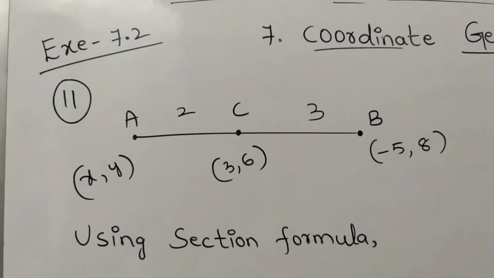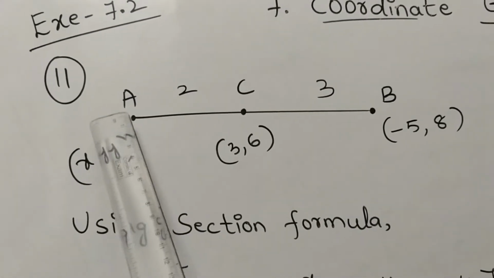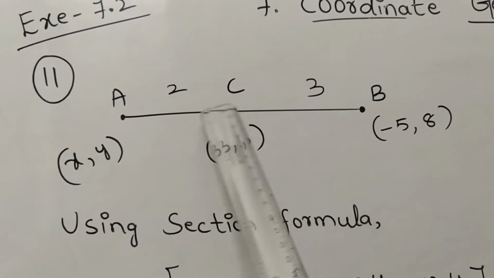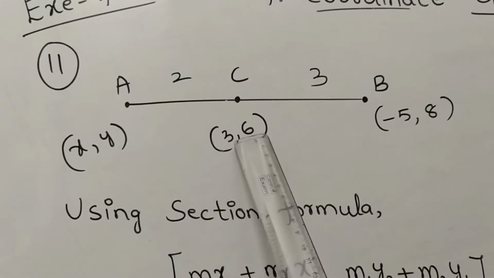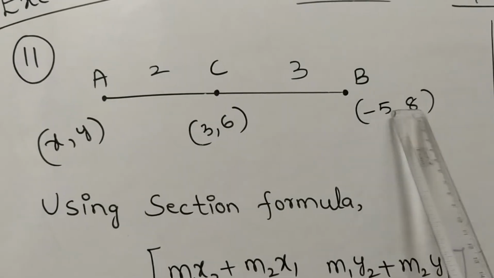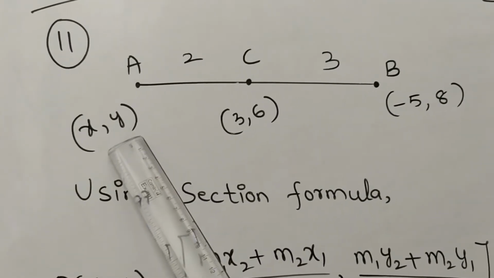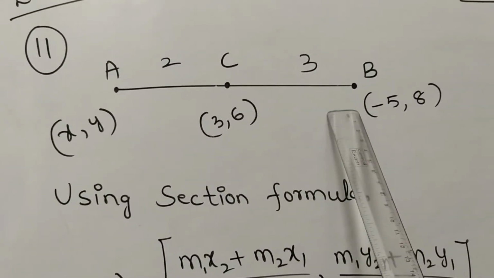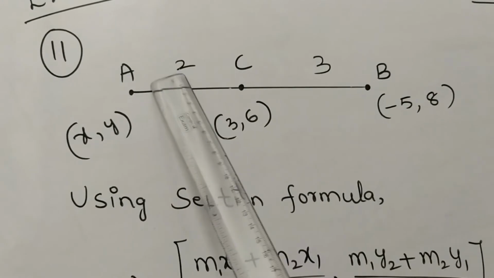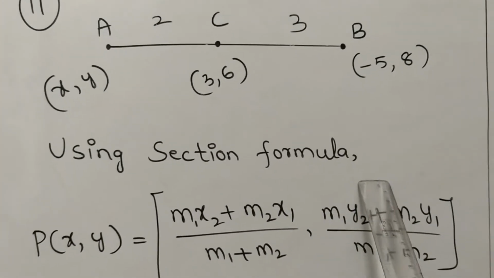This is the solution of the 11th one, students. See here, I have drawn one figure. A to B is one line, and C is dividing this line. The point C is already given, (3, 6), point B is already given, (-5, 8), and A is given as (x, y). This point C is dividing the line AB in the ratio 2:3. Nothing but here we have to use the section formula.